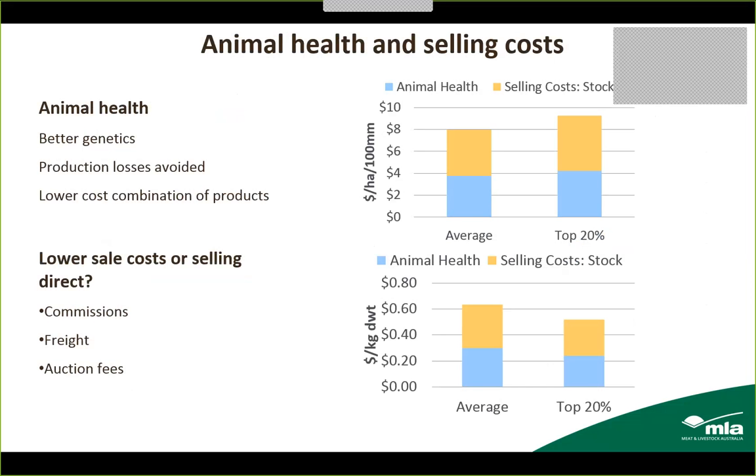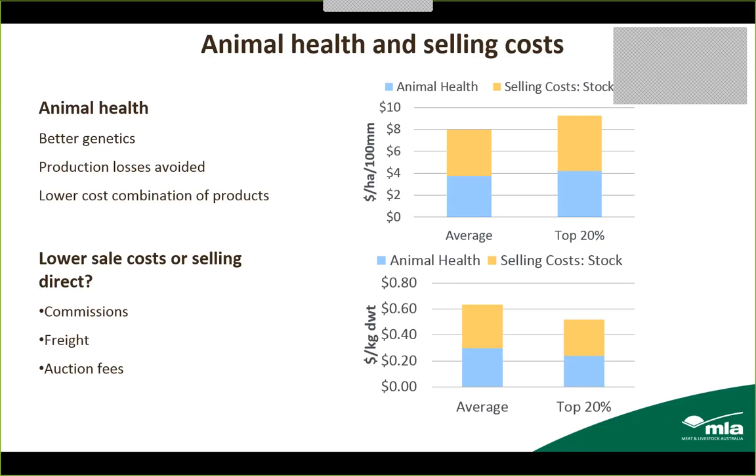Okay, so in the next series of slides, which relate incidentally to a prime lamb enterprise, and I've only used that for demonstration purposes, what I've done is grouped expenses into categories, and in this case it's animal health and selling costs. On each slide I'll present two graphs, and there's two columns on each graph. In each case, what I'm doing is comparing the average of the Holmes Sackett farm benchmarking results with the top 20%. And those top 20% are ranked on profit per DSE.